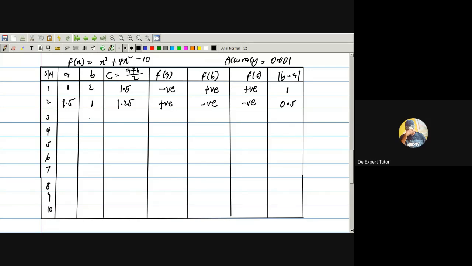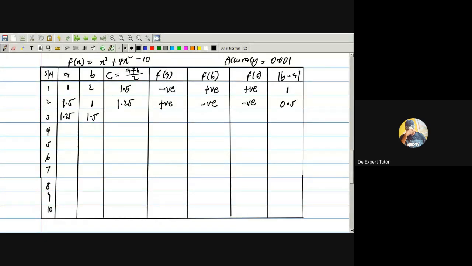So by the time we are done, what will be my new A and B? Remember, you always use this C. Your C now is 1.25. C was negative. Which of A and B will you pick that has opposite sign to that C? A. And what is your A here? 1.5, exactly.